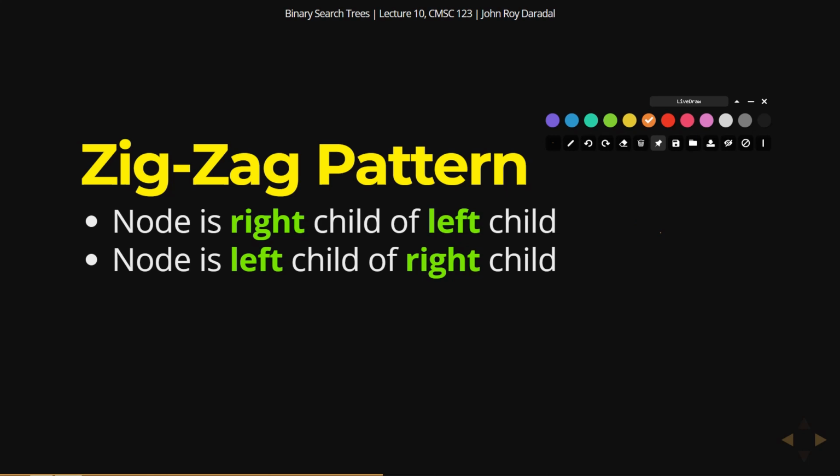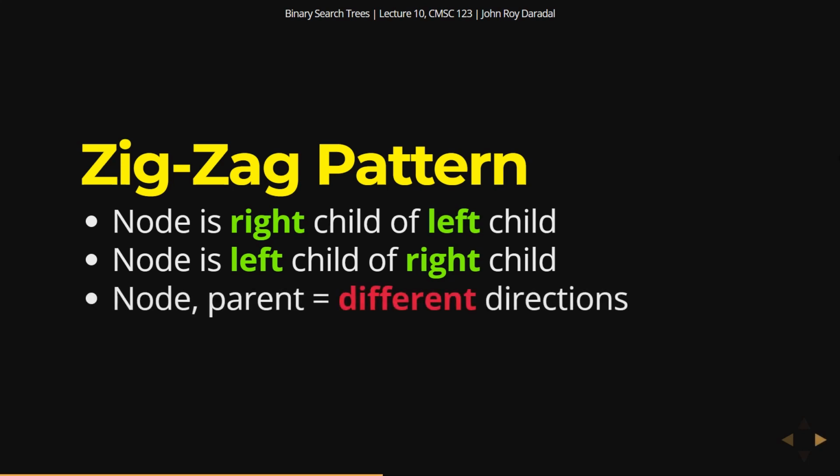So if the node, the splay node, is the right child of a left child, or the node is a left child of a right child. So the parent is a right child of the grandparent. Okay, so it creates an angle basically. It's not a straight line. So what do you need to do when you encounter the zigzag pattern?